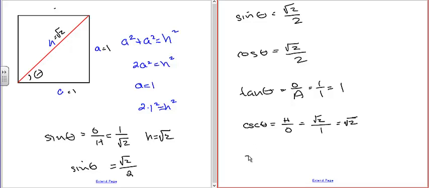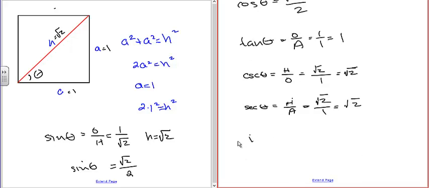The secant of theta is the same. It's hypotenuse over adjacent. The hypotenuse is the square root of 2, and the adjacent is also 1, so you get the square root of 2. And the cotangent of theta is adjacent over opposite. They're both 1 again, so you get 1. So those are the 6 trig functions: sine, cosine, tangent, cosecant, secant, cotangent.